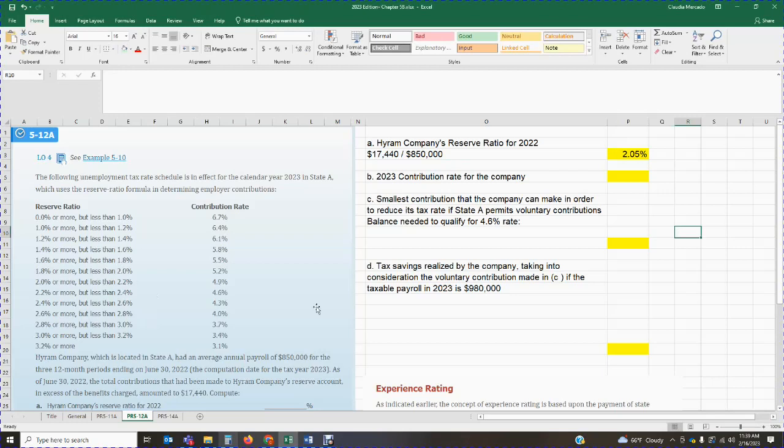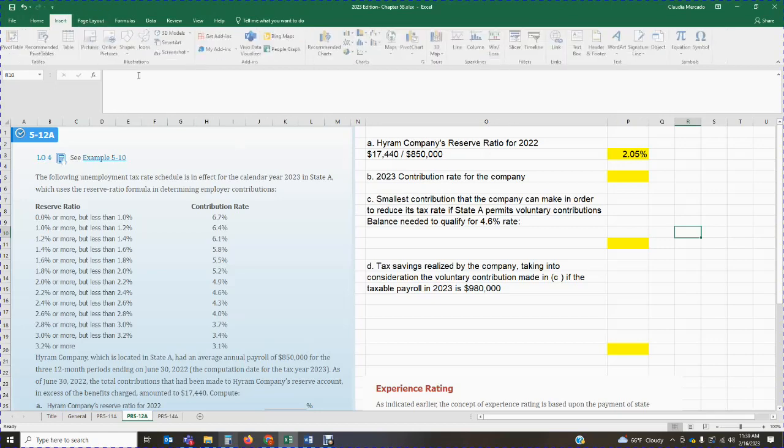So the formula is right there. We get the amount in our reserve account less any benefits charged, which was $17,440, divided by our average payroll of $850,000, and that gives us our current reserve ratio. So this is where we stand right now.